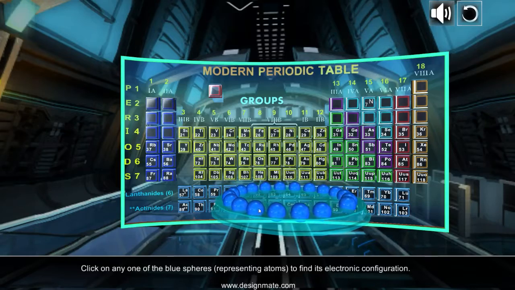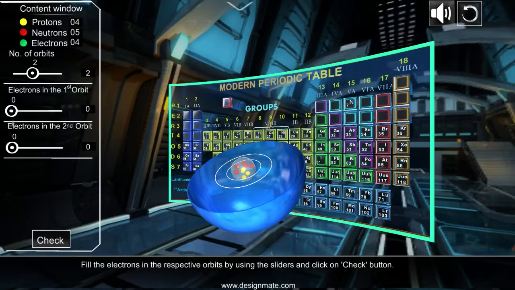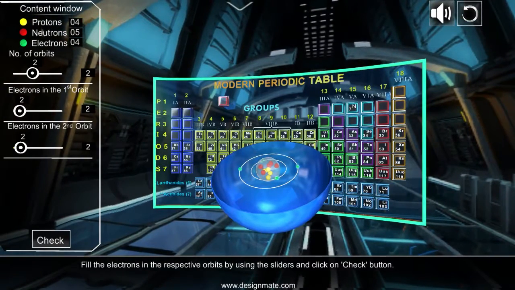Here there are a total of 4 protons, 5 neutrons and 4 electrons. So the number of orbits will be 2. Why? Because 2 in the first shell and 8 in the second shell, right? That is the maximum capacity. Then I have 2 electrons here and 2 electrons here, so a total of 4 electrons. So this is my element. It has 4 protons, 5 neutrons, 2 electrons in the K shell and 2 electrons in the L shell.